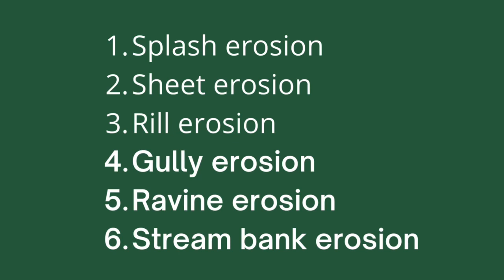And this is the most advanced stage and this is the most destructive phase of soil erosion. Rills more than 30 centimeter deep are known as gullies. Gullies cause spectacular soil erosion. It cannot be removed by normal tillage implements. Then ravine erosion. It is a network of gullies.